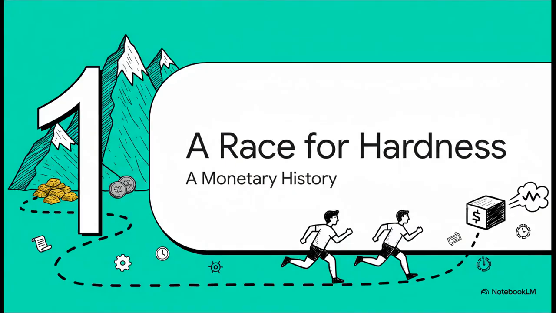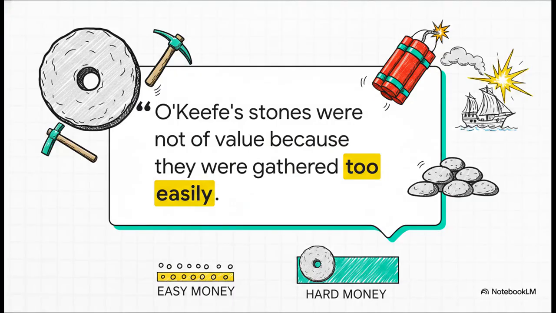So with this whole idea of hard versus easy money in our heads, let's take a look at history. The book frames the entire story of money as this relentless, unavoidable competition, a race where different societies are always, consciously or not, searching for the hardest money they can find, the one that can best escape that easy money trap.